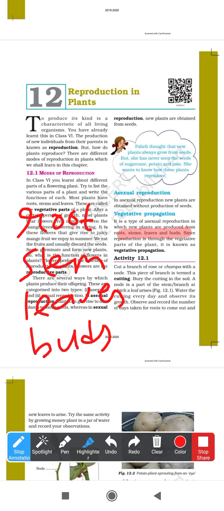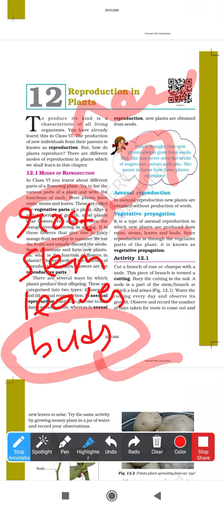So one root of one plant will give rise to a new plant, right? The bud of one plant will give rise to a new plant. Here we don't need a seed for reproduction.